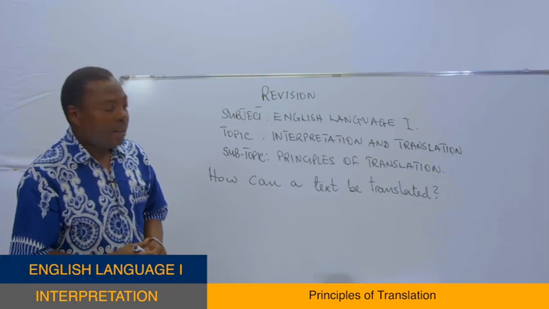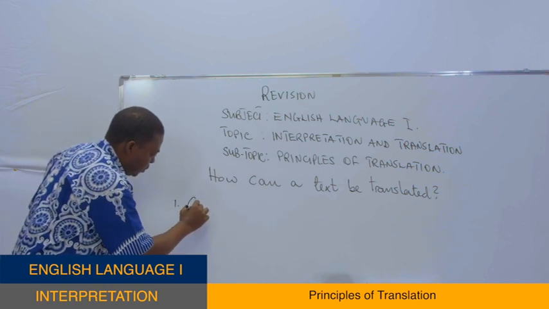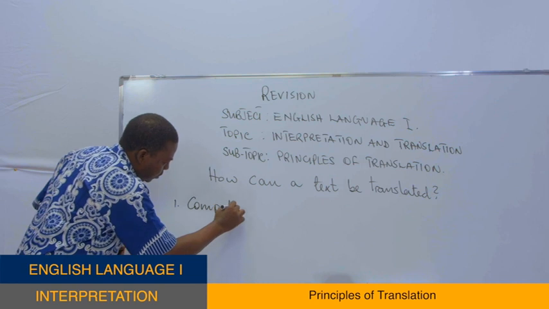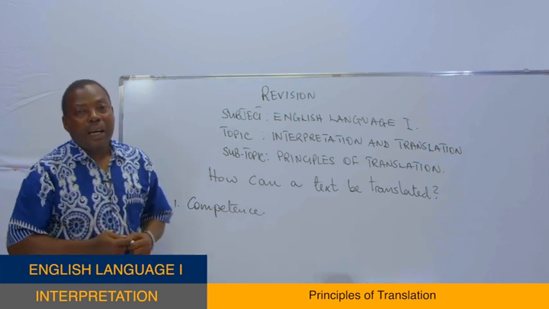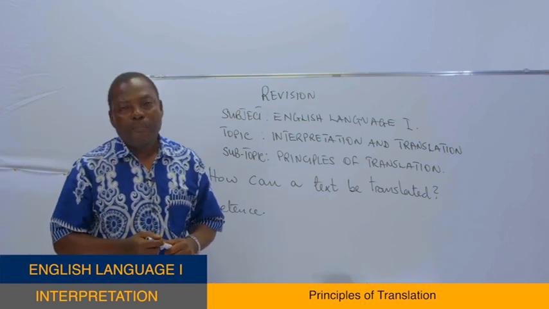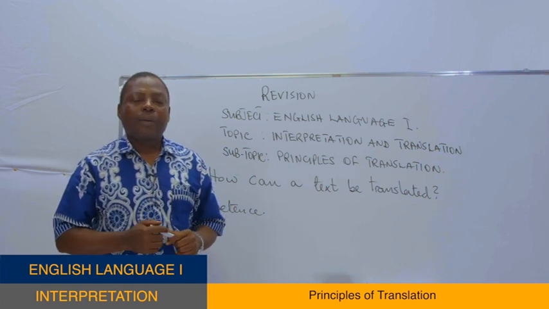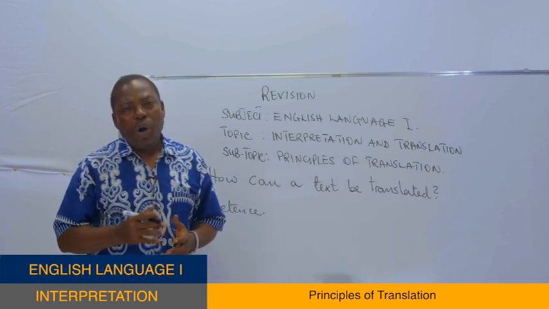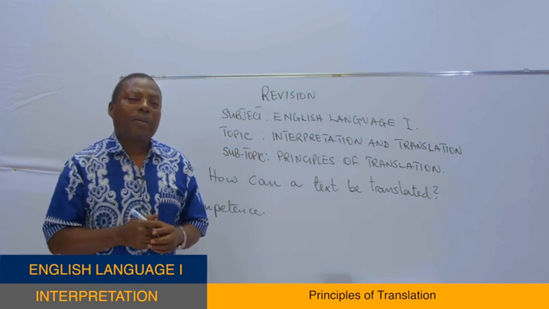Principle number one is competence. A translator needs to be competent in the use of both the source language and the target language. He or she has to have a good command of the two languages.